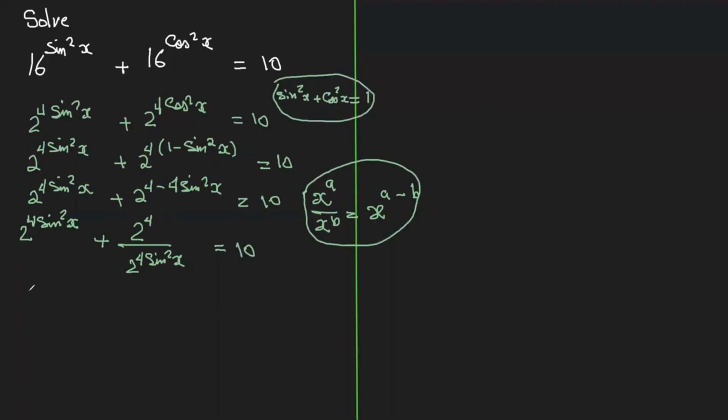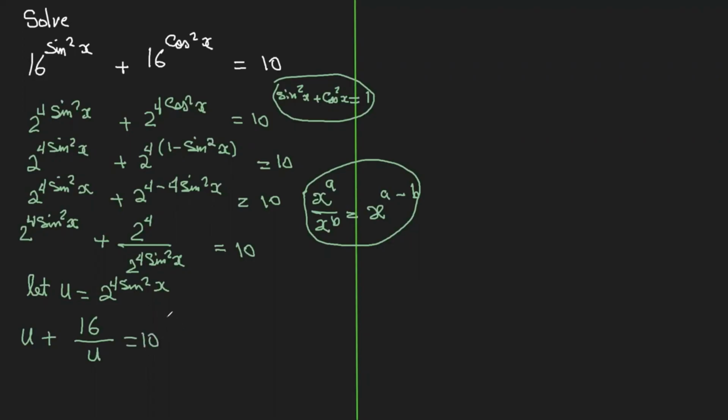Now what I'm going to do, I'm going to let u equal 2 to the power of 4 sine squared x. So therefore, this will be u plus 2 to the 4, which is just 16, over u equals 10.